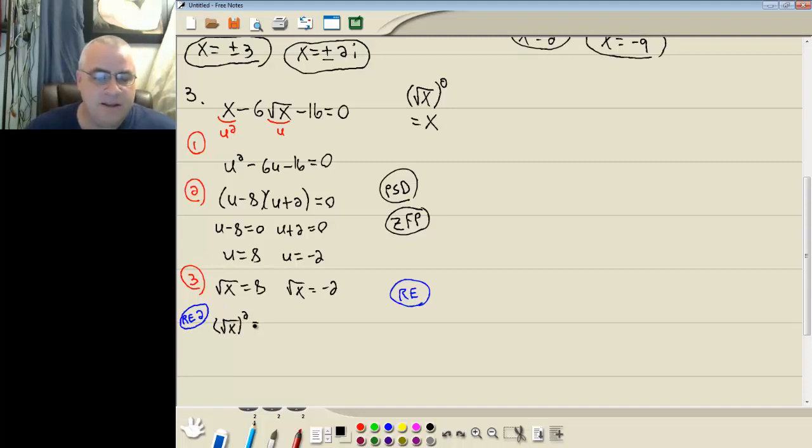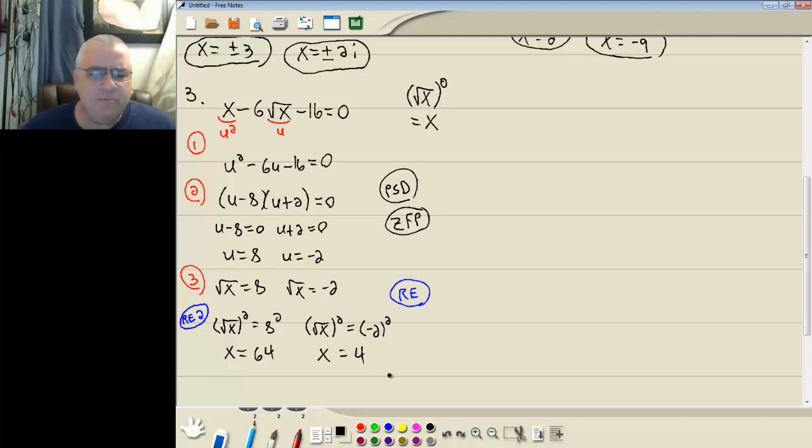So we'll square that, and we'll square the 8. And we'll do the same thing on this one. So we square the square root of x, and we square the negative 2. Well, these are going to cancel and gives us x = 64. In this one, these cancel, gives us x, and negative 2 squared is 4.